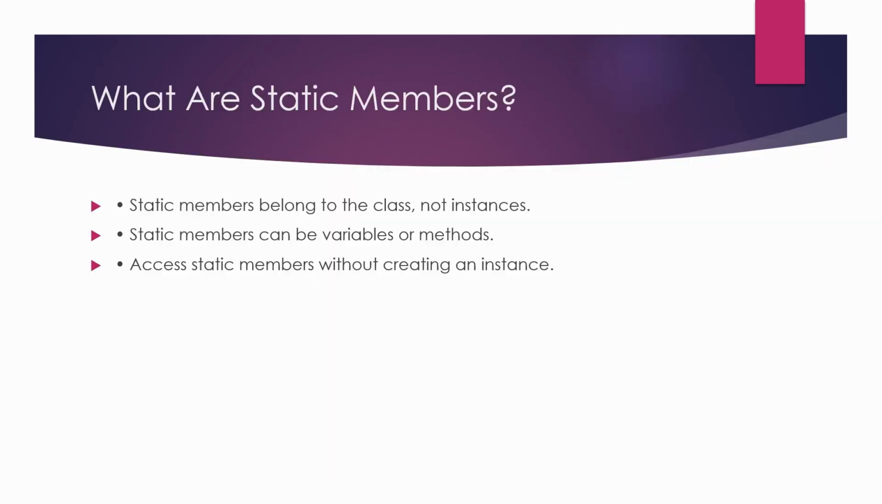Let's start by defining what static members are. In object-oriented programming, static members are variables or methods that belong to the class itself, rather than to individual instances of the class. This means that you can access them directly from the class without creating an object.